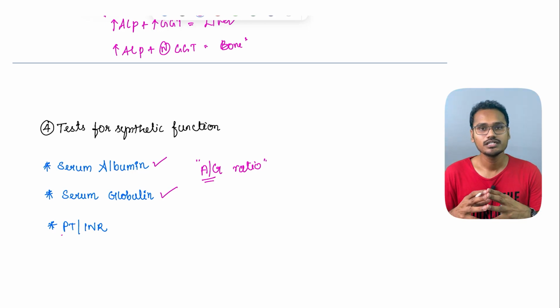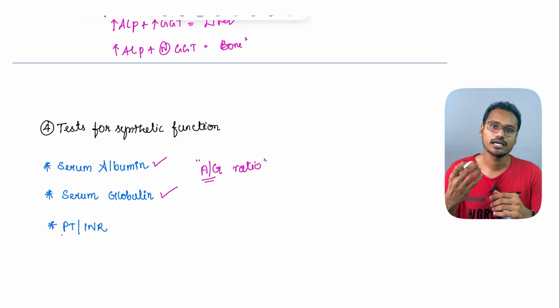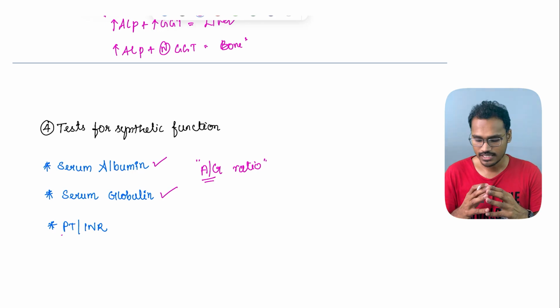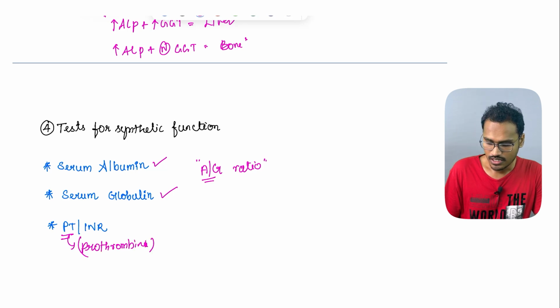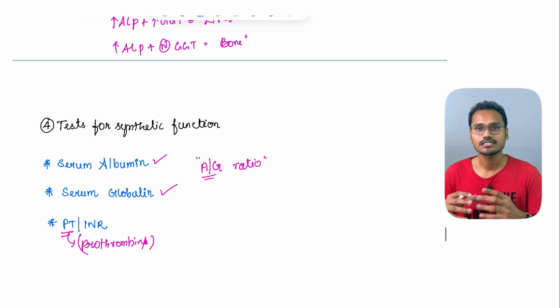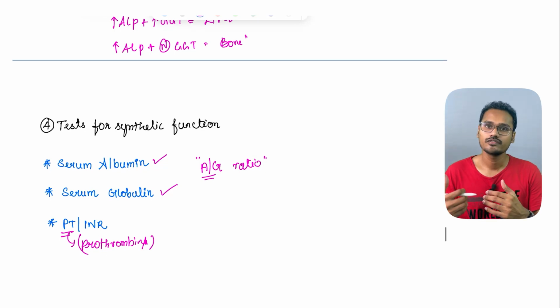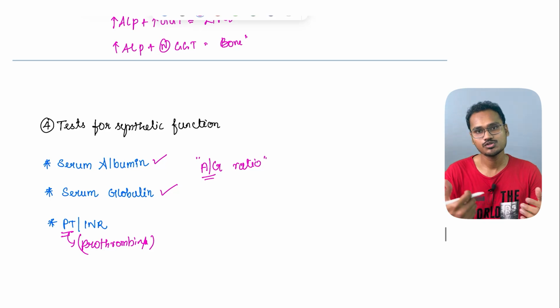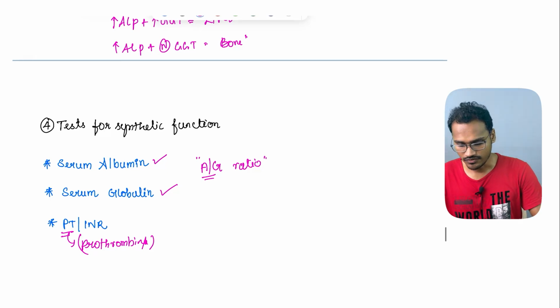And one important clotting test they will do is called prothrombin time and INR. INR is the international normalized ratio, and PT is prothrombin time. In the liver functions, I have told you the liver produces important clotting factors like 2, 7, 9, 10. So if the liver is not functional, they are not going to be produced, and the prothrombin time is going to be deranged. So these are the tests for synthetic function.